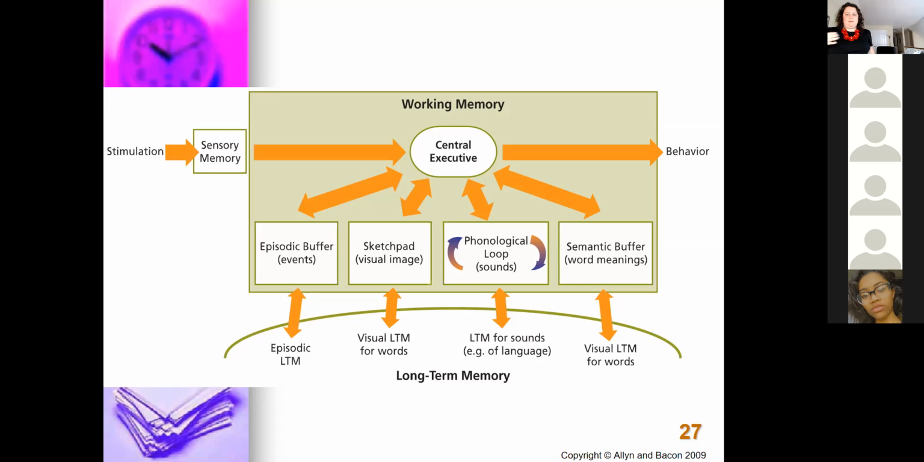We get the semantic buffer for word meanings going on. We get the phonological loop for those sounds going on. We get the sketchpad for those visual things going on, and the episodic buffer for events going on. Now, this shows those as separate things, but they can obviously also interact, right? So if we are seeing an image and hearing a related sound, the phonological loop and the sketchpad are going to be coordinated and make it even easier.